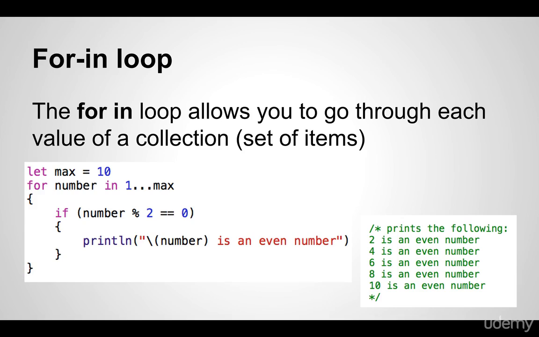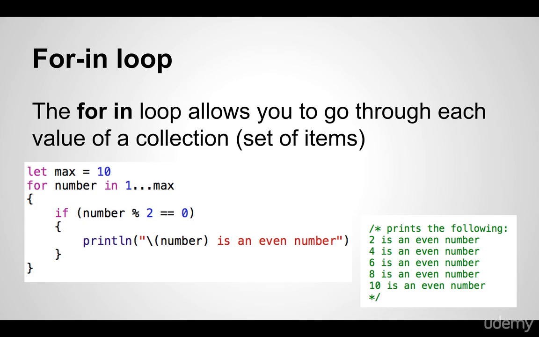If number %2 is equal to 0, now this is just an if statement, so you guys have already watched the lectures about if, right? So if the number %2 equals 0, which means the number is even, because anything that has remainder 0 whenever you divide it by 2 is an even number. So that would print to the console the actual number and say that it's an even number. And take a look at the command block that prints the following: 2 is an even number, 4 is an even number, 6 is an even number, 8 is an even number, and 10 is an even number.